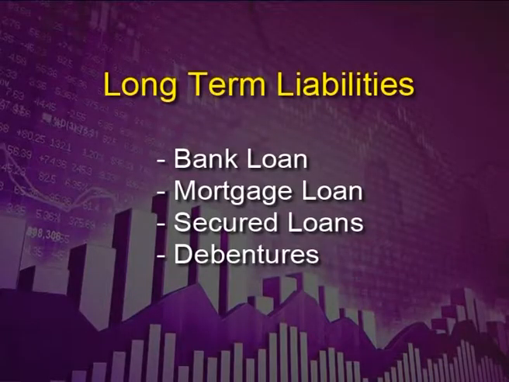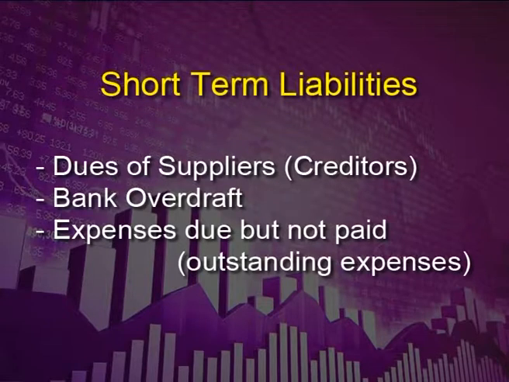Let us have an example on long term liabilities. I told you earlier about the bank loan, mortgage loans, secured loans, all kinds of long term loans are long term liabilities. If you talk about a company, debentures issued by the company are an example of long term liabilities. While on the other hand, short term liabilities are dues to be paid within a year's time and include liabilities like dues of suppliers, the people who have supplied us goods on credit, bank overdraft even, expenses due but not paid, that means outstanding expenses, all these are our short term liabilities known as current liabilities.